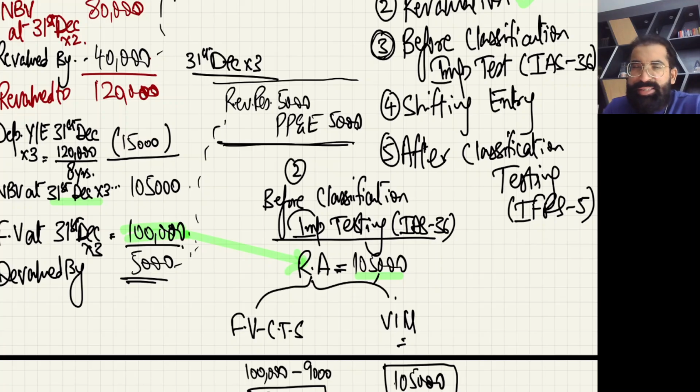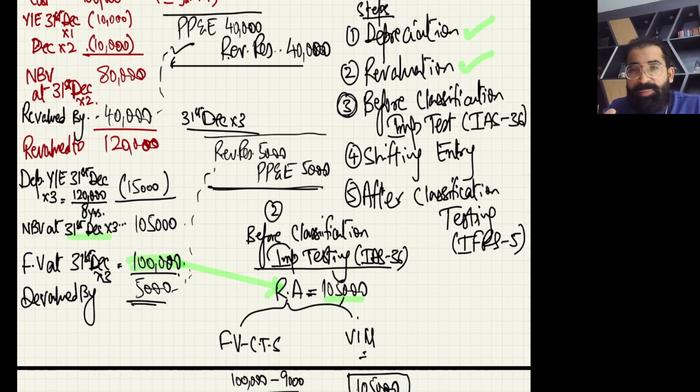Yes, we did the impairment test, but the asset is clean. There is no need of any impairment, as in the previous questions as well. We just checked the asset for impairment, but there is no problem in that asset. So just simply do the shifting entry. The fourth step is the shifting entry.